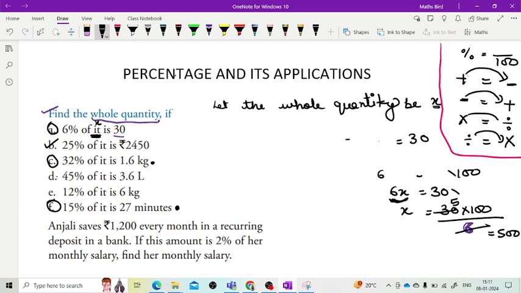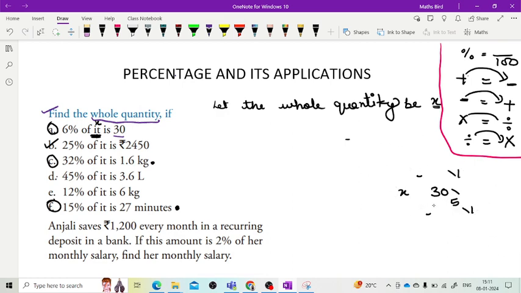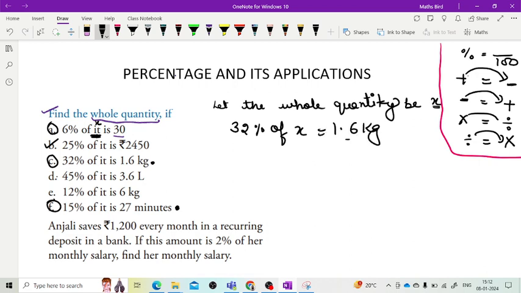Let the whole quantity be x. Same thing we will do. What we will do? The same thing that we have done in the first part, that is let the whole quantity be x. So it is given that 32% of x is equal to 1.6 kg. Okay, same thing. If kg is mentioned, we will mention kg. Now percent means upon 100, so 32 by 100, of means multiply, x is equal to 1.6 kg.